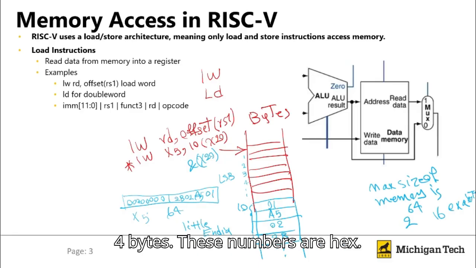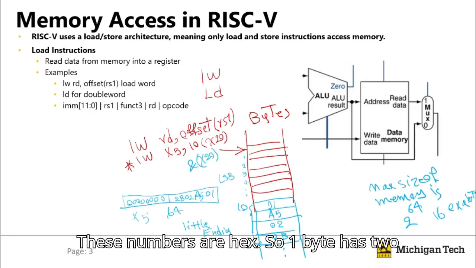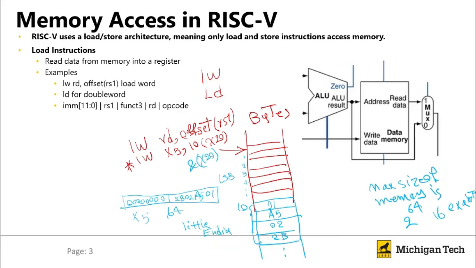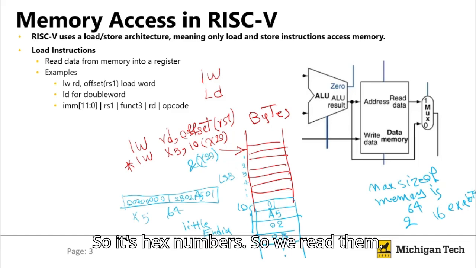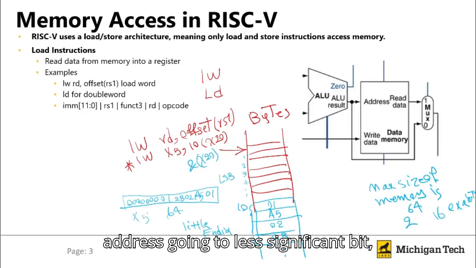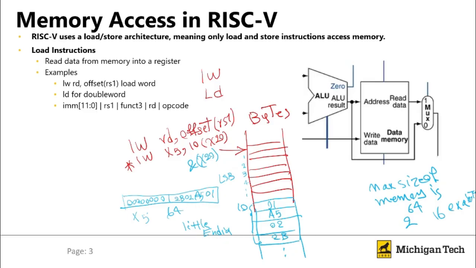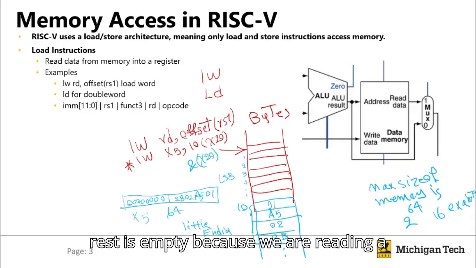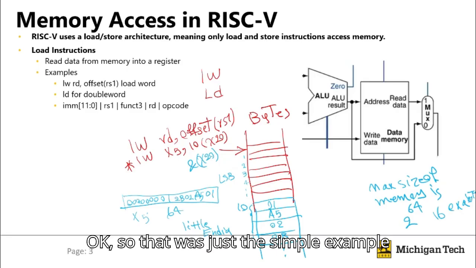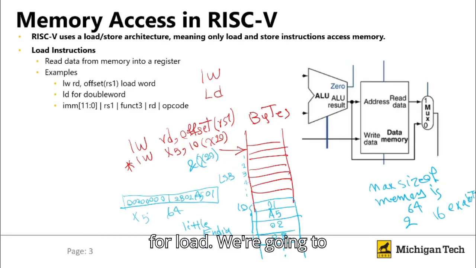These numbers are hex. One byte has 2 numbers because each hex digit is 4 bits. So we read them and put them in little endian, so the first address goes to the least significant part and so forth: 01, A5, 02, 2B. And the rest is empty because we are reading a word, but the destination is a double word, so we put zeros. Easy. Okay, so that was just a simple example for load.